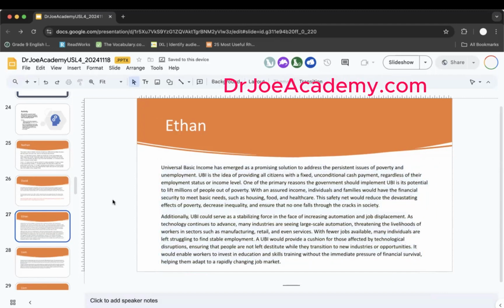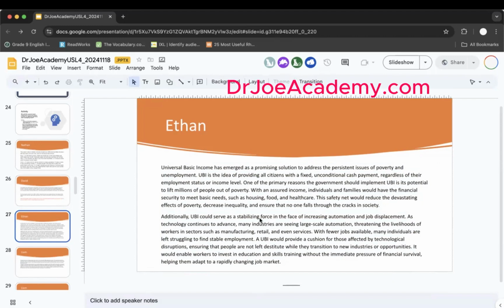All right. Universal basic income has emerged as a promising solution to address the persistent issue of poverty and unemployment. UBI is the idea of providing all citizens with a fixed, unconditional cash payment, regardless of their employment status or income level. One of the primary reasons the government should implement UBI is its potential to lift millions of people out of poverty. With an assured income, individuals and families would have the financial security to meet basic needs, such as housing, food, and healthcare. The safety net would reduce the devastating effects of poverty, decrease inequality, and ensure that no one falls through the cracks in society.